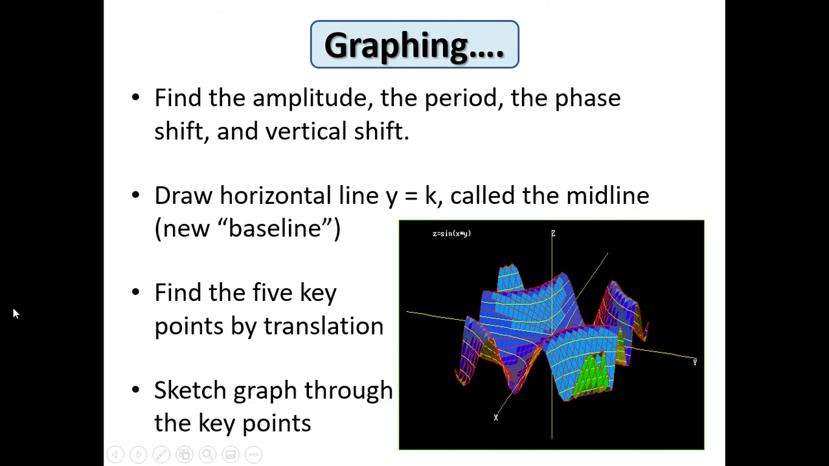So for graphing, we need to find the amplitude, the period, the phase shift, and the vertical shift. We're going to draw a horizontal line at y equals k called the midline, or a new baseline. Find the 5 key points by translation. Remember, divide the period into 4 equal sections, and then sketch the graph through the key points.